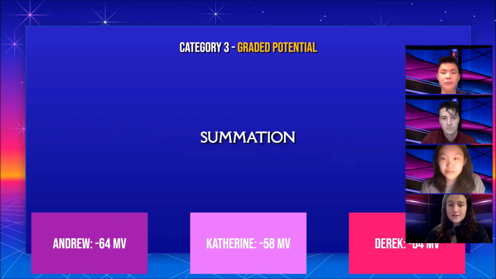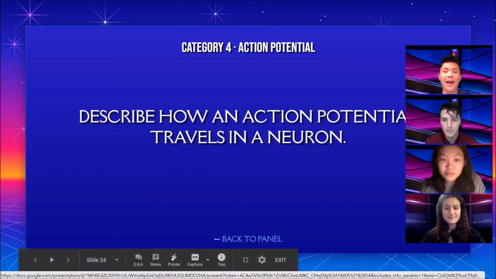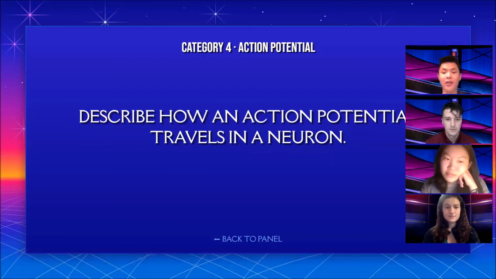First question, describe how an action potential travels in a neuron. Once the action potential threshold is passed in the axon hillock, voltage-gated sodium channels along the axon open and sodium rushes into the cell. As positive charges diffuse along the axon, more voltage-gated sodium channels open and more sodium enters the cell to keep the signal strong. The signal moves forward through the axon all the way down to the axon terminal.